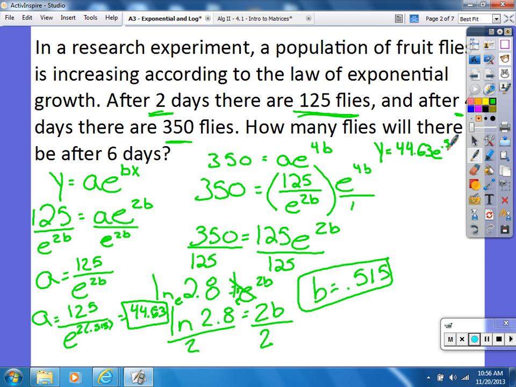So 0.515x, right? And then he plugged in the number 6 already for the x. That's why he said 6 times 0.515. All I have to do once I have that equation is plug in the number 6. So I'll give you a couple minutes to go ahead and do that. Justin already has that answer. Whitney has the answer. So two of you have the answer.